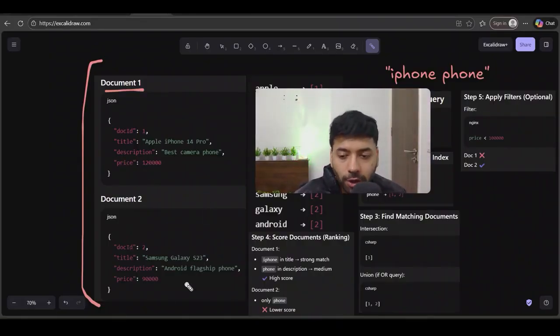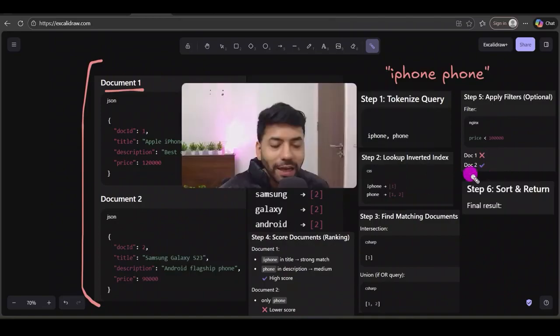Whereas when we talk about document 2, the price is less than 100,000. Here you can see the price is more than the filter amount that we have set for document 1, whereas for document 2, the price is lesser than the filter amount. So this fulfills the criteria, and that's why document 1 is out due to this filtering and document 2 is in. Next we have the last step, step 6, where we sort and return the result. Of course, the final result depends on the query and the filters that we apply. If there are no filters, then till step 4, document 1 had a higher ranking as compared to document 2.